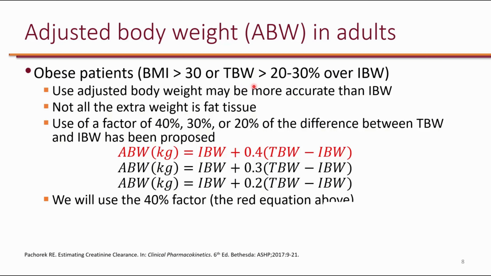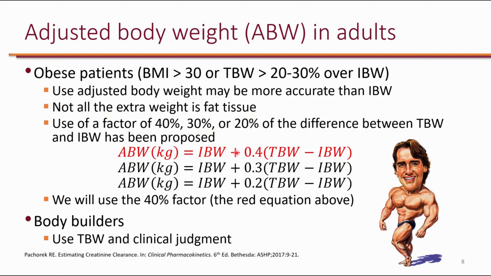And then for the actual equation to calculate adjusted body weight, there are different factors described in the literature. Again, for the purpose of this class, we're going to use the 40%. So we're going to use this equation in this class to calculate adjusted body weight. But I'm just showing you that there are other equations out there. So when you are on rotations, you may work with preceptors that may use different equations. So again, there is no universal guideline on what you should do. You should use your judgment.